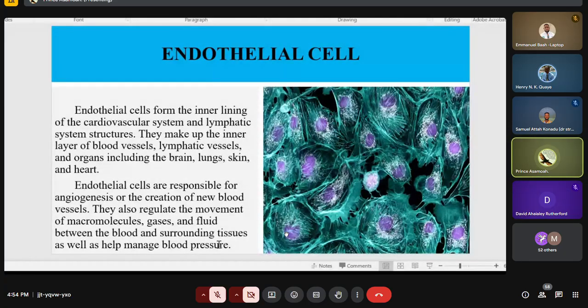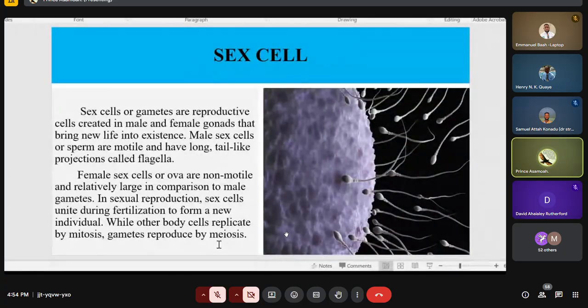So that is endothelial cells for you. Then we come to sex cells. We say sex cells are reproductive cells created in male and female gonads, that bring new life into existence. So they are created in there, the gonads.